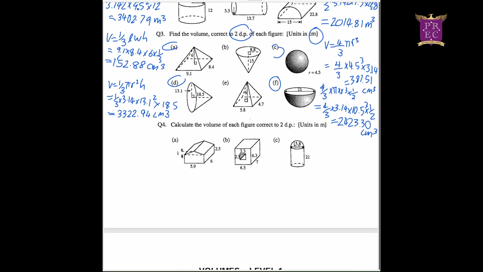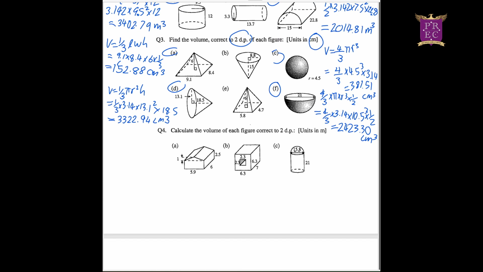Alrighty. Last 3 questions. Good. All we need to do, because these are composite shapes, so they've got 2 different shapes in this one shape. I need to find out the volumes of the 2 different shapes separately and add them together. So let's find out the volume of the rectangular prism here. We need to do 5.9 times 6 times 2.5. What do we get? 88.5.